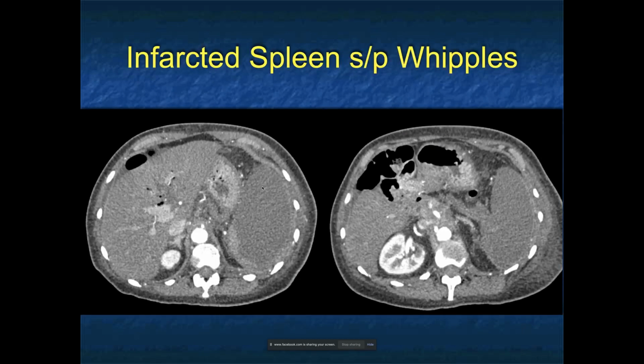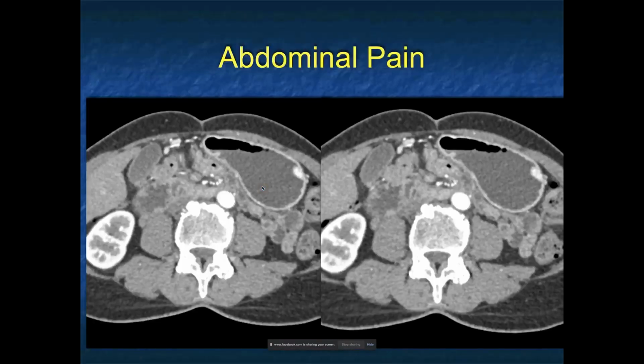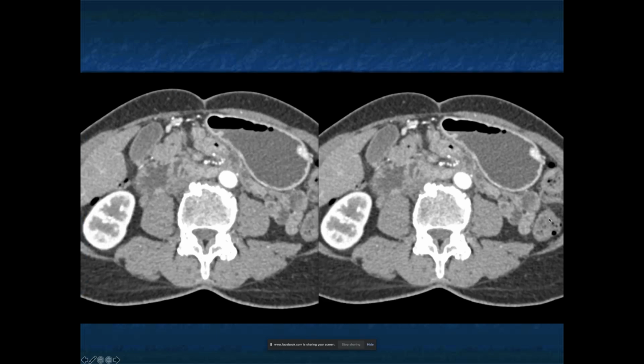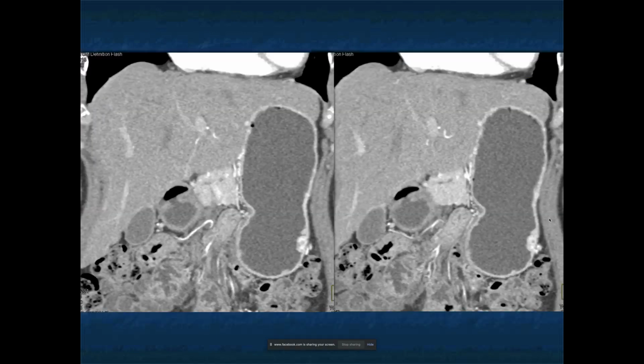So two really nice splenic cases. Let me show you the stomach. I showed this case of a patient with abdominal pain, and what you notice in the stomach, good distension. There's an enhancing lesion about 2 centimeters, let's say, that's very vascular. There it is again. What gives you a vascular lesion in the stomach?